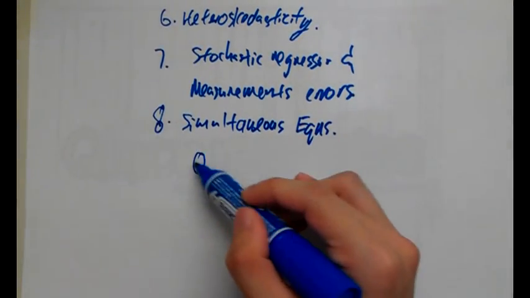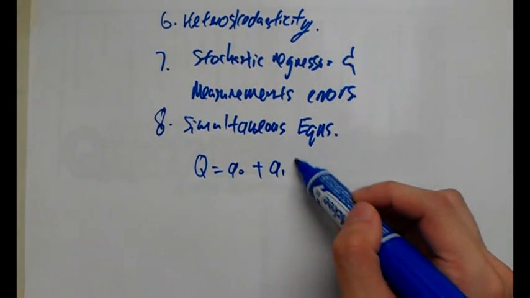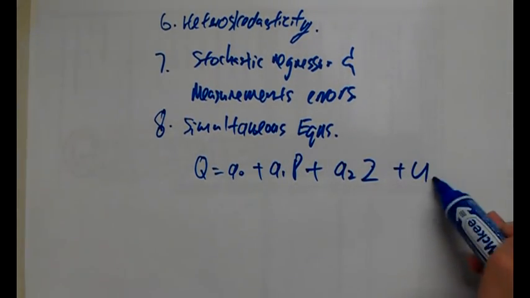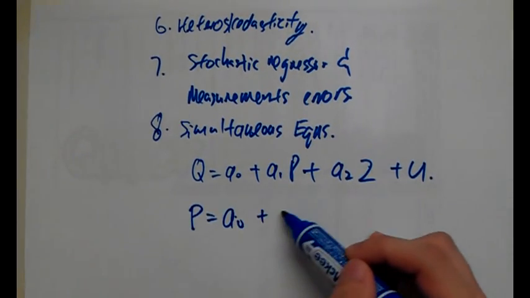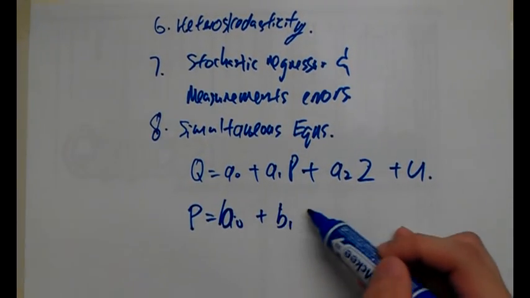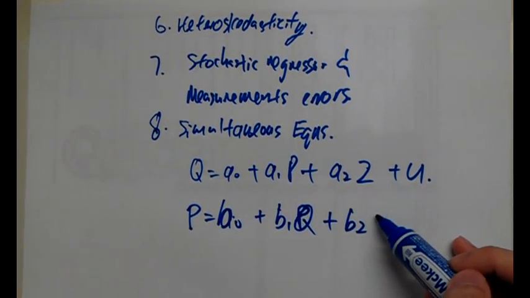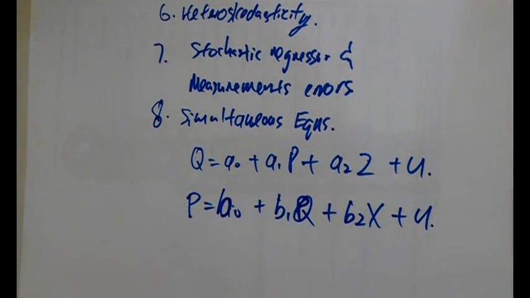So maybe like a demand and supply function, plus something else. I'm just throwing out random things here. Plus an error term. And then there's a price. We call it B1, Q plus maybe B2, X plus whatever. So in simultaneous equations, you need to learn how to estimate A1 and B1. So that's simultaneous equations.